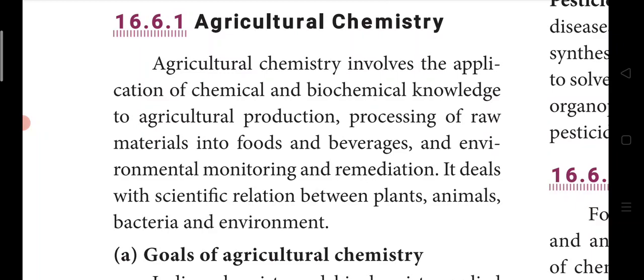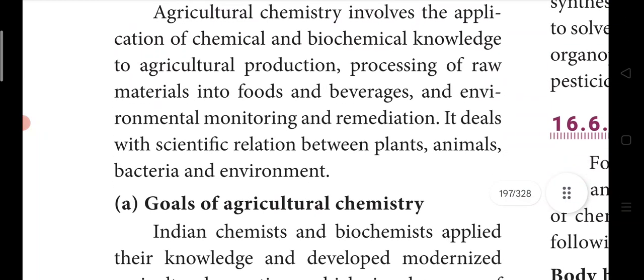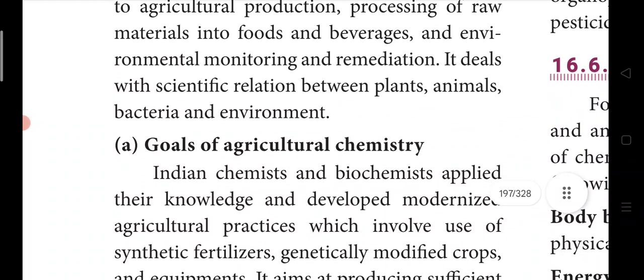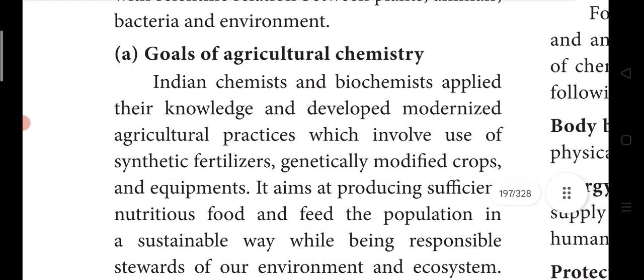So ஒரு food production எப்படி இருக்குது, அதை எப்படி ப்ரொடியூஸ் பண்ணி, அதை எப்படி ப்ராசஸ் பண்ணி, அதை எப்படி ஃபுட்டாக கன்வெர்ட் பண்ணுறாங்க. நாட் ஓன்லி ஃபுட் அண்ட் so many things, beverages, environmental monitoring, அது எப்படி ஸ்டாக் இருக்குது, how it is reaching the consumers. ஸோ இது எல்லாத்தையுமே ஸ்டடி பண்ணுறது. மேஜர்லி இட் இஸ் ரிலேஷன் பிட்வீன் பிளான்ட், அனிமல்ஸ், பாக்டீரியா அண்ட் த என்வாயன்மெண்ட். நமக்கும் பிளான்ட் அண்ட் அனிமல்ஸ்க்கும் இருக்கிற ஒரு ரிலேஷன்ஷிப், சயின்டிஃபிக் ரிலேஷன் தான் என்னது அக்ரிகல்ச்சுரல் கெமிஸ்ட்ரி.